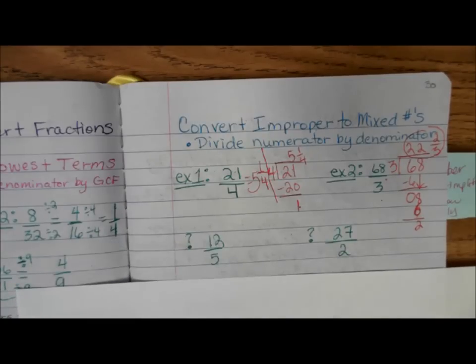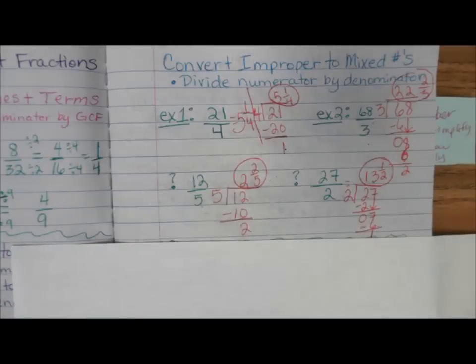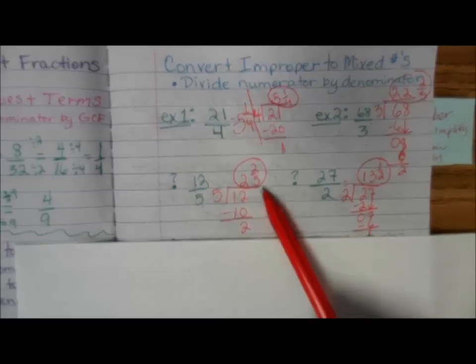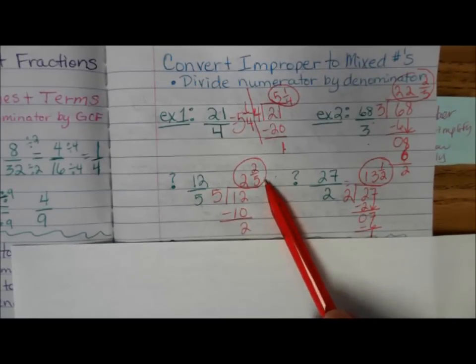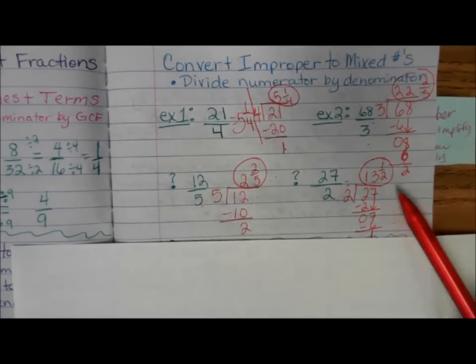All right. Go ahead and copy these two down for you to try. Remember, you're converting improper fractions to mixed numbers. Come back on and see how you did. All right, so let's check your work. You should have gotten 2 2/5. I circled my answer so we can see. And 13 1/2. Okay, so now it's time for you to do your practice problems.